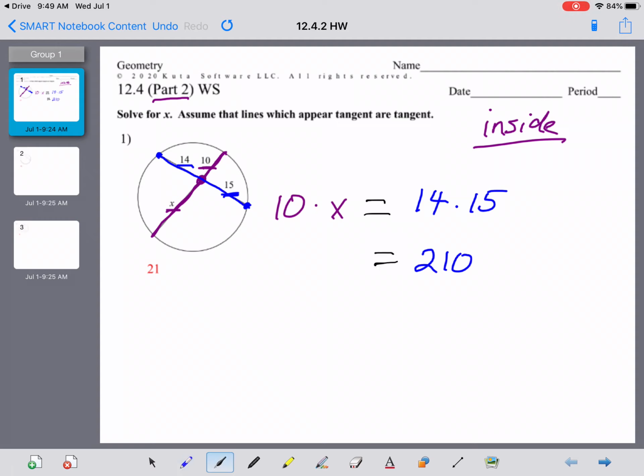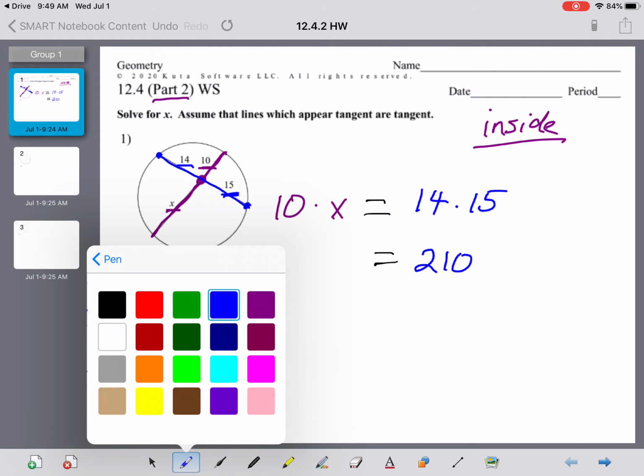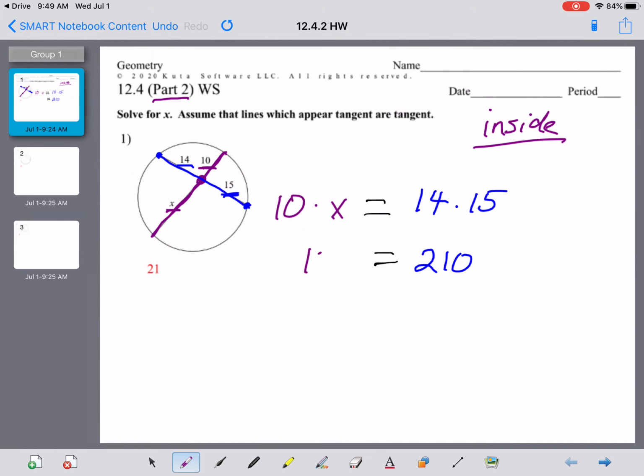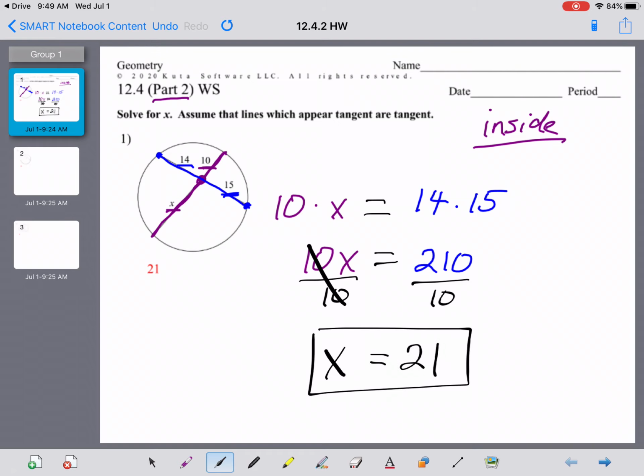Equals obviously stays in the middle, and the left side isn't going to change at all, guys. The 10 times x is just going to get us 10x. The only thing we need to do here to solve for x is to divide both sides by 10, and lickety-split here, we're going to get x is equal to 21. And that is what we were looking for in this answer here.